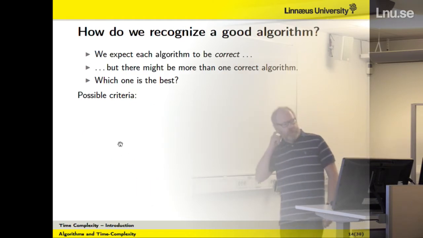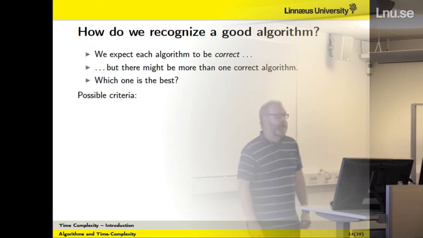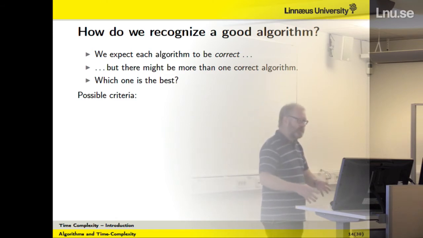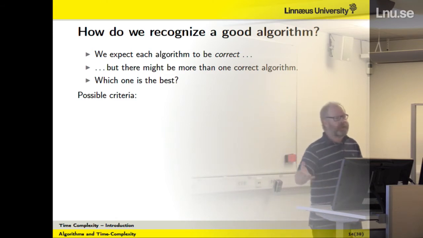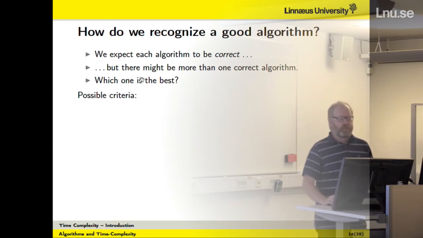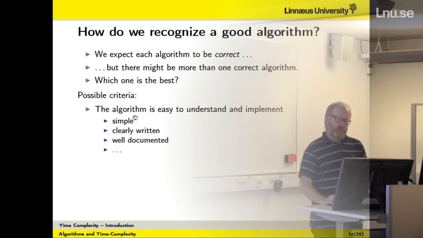How do we recognize a good algorithm? Every algorithm, if it is an algorithm to solve a problem, then it is correct. Otherwise, it's not an algorithm. But we might have more than one algorithm. Which one is the best? Possible criteria: easy to understand and implement, simple, clearly written, well documented.